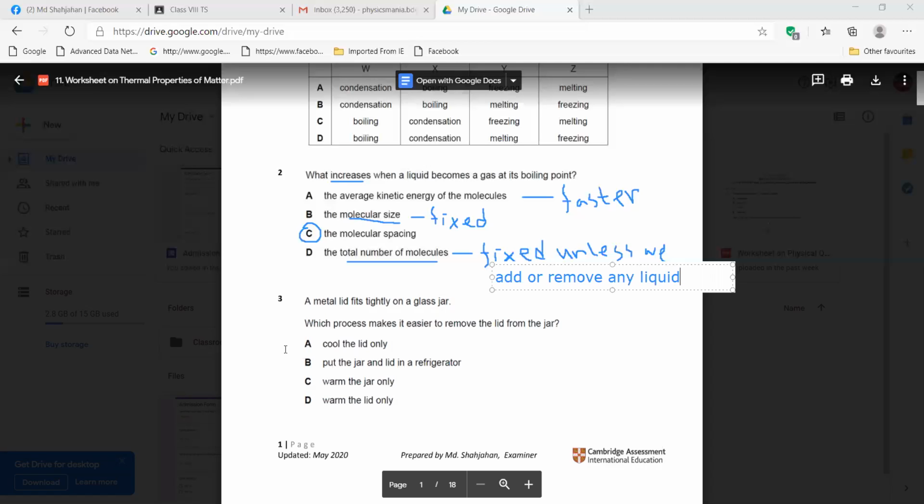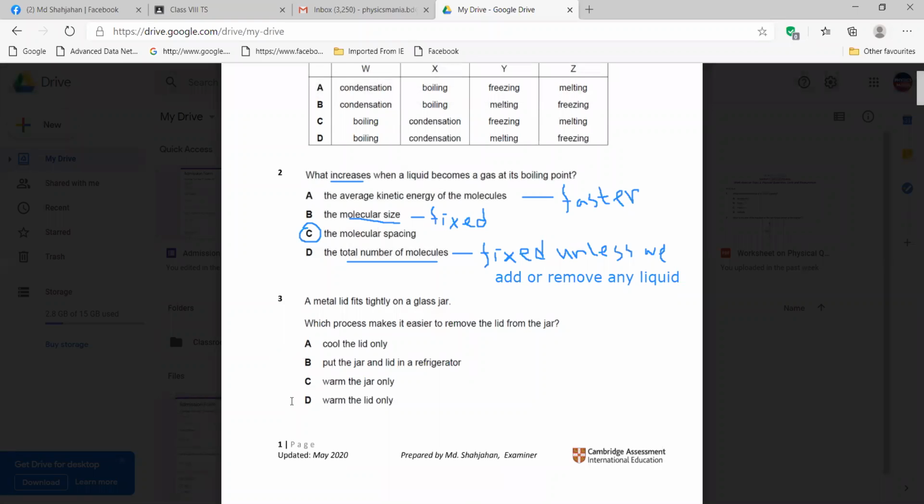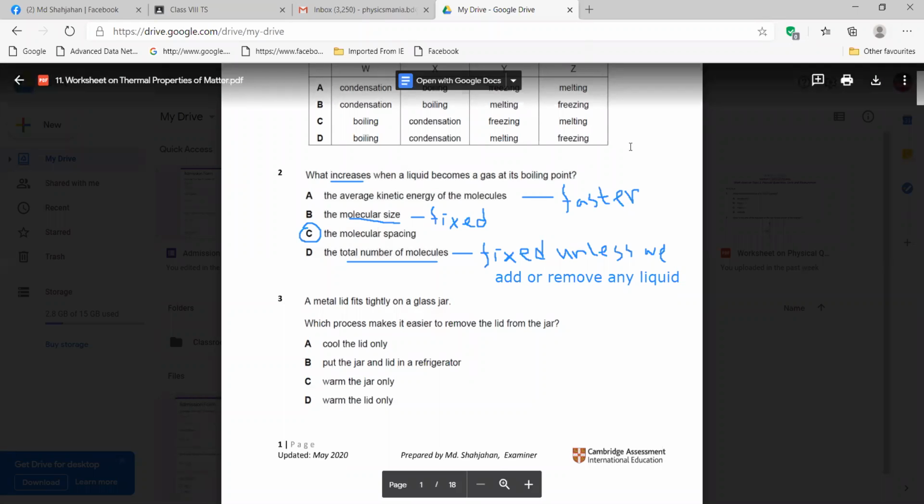Now see, you don't have any problem, right? Do you understand why it is C? Sorry, question number 3, why is the answer D? Can you explain this? Sir, if first we warm the lid, then... first you told cool the lid only. If we cool the lid only, then what will happen? Sir, it will be more tight. Yes, very good, very good. This is the correct concept.